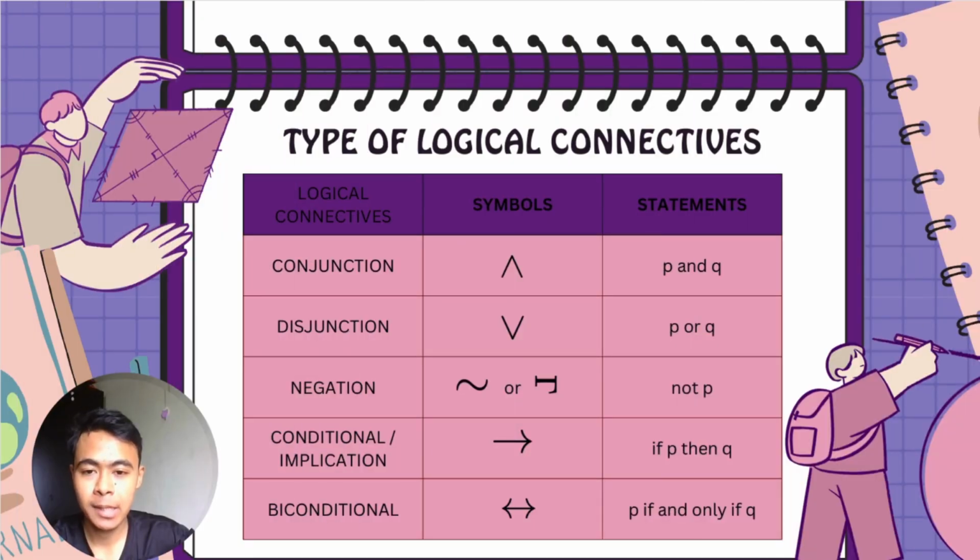Types of logical connective. Logical connective is divided into five. First, conjunction, symbol and. For example, P and Q. Second, disjunction, symbol or, P or Q. Negation, symbol not P. Conditional or implication, symbol implies, if P then Q. Biconditional, symbol biconditional, P if and only if Q.